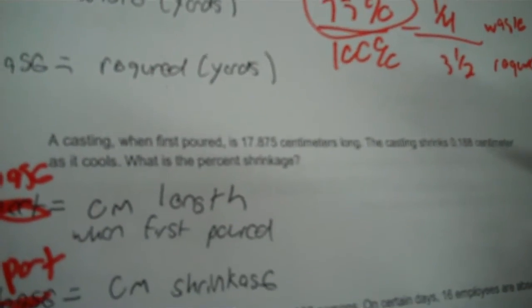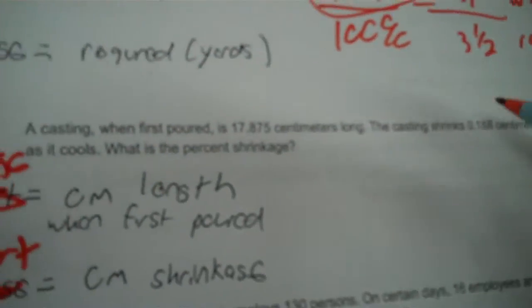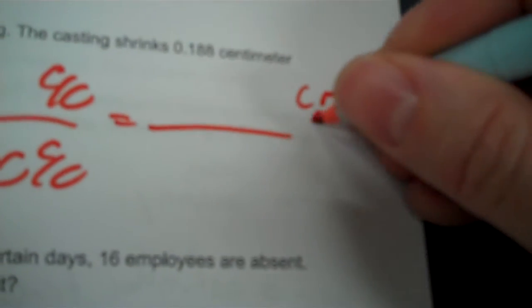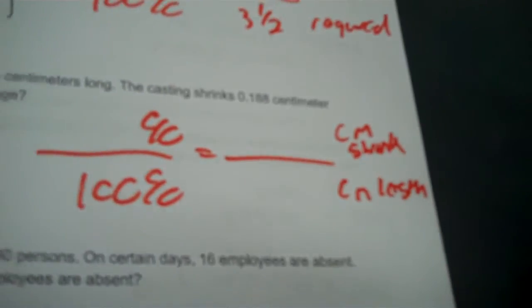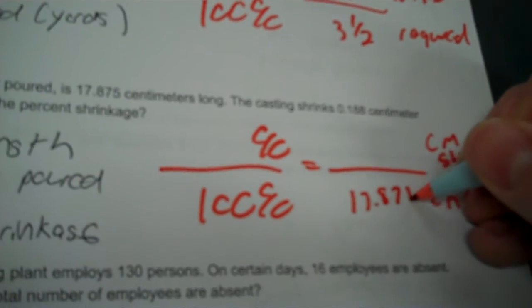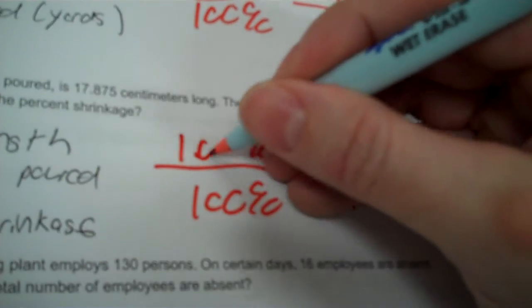A casting when first poured is 17.875 centimeters long. Then it shrinks by 0.188 centimeters as it cools. What's the percent shrinkage? So we're finding the percent shrinkage. The part is the centimeters of shrinkage. You can abbreviate if you want. And the base is the centimeters of length when they first produce it. When they first pour it, it's 17.875. The shrinkage is 0.188. Cross multiply and divide, 1.05.